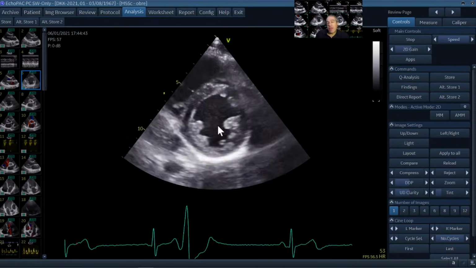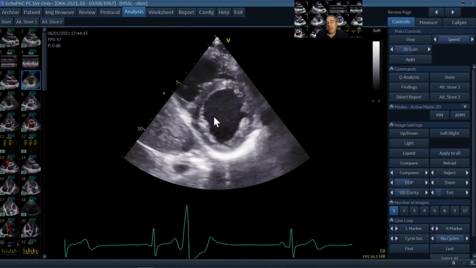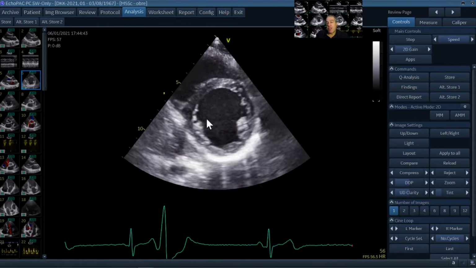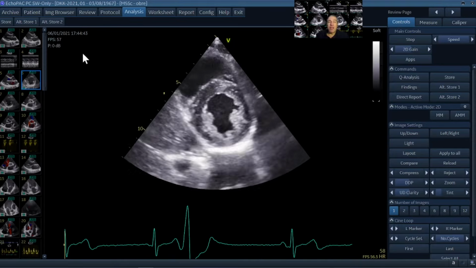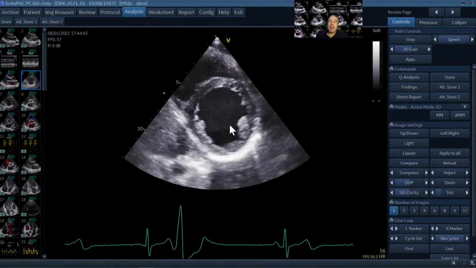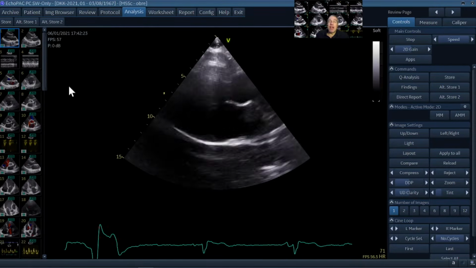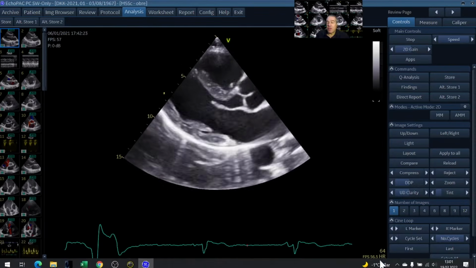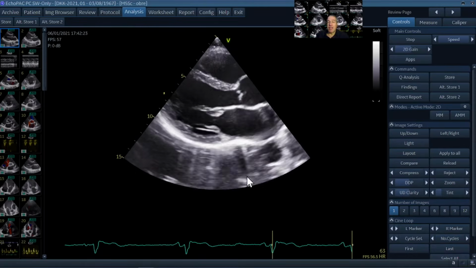What is the reason for that? Why are the papillary muscles here in the posterior half of the left ventricle? Well, you might get an idea if you go back to the parasternal long axis view. Focus again on the last cycle.